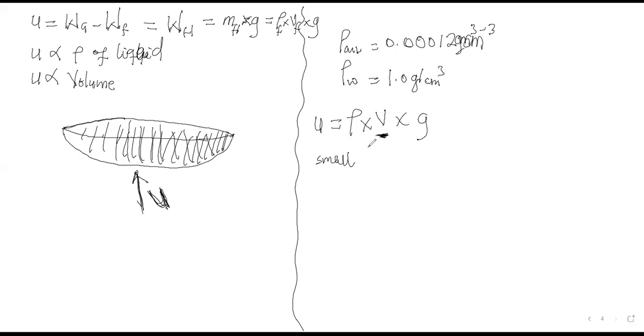So when the volume of water displaced is smaller, upthrust would also be smaller. And the upthrust is what supports it to float. So when the upthrust is smaller, it means it will sink.